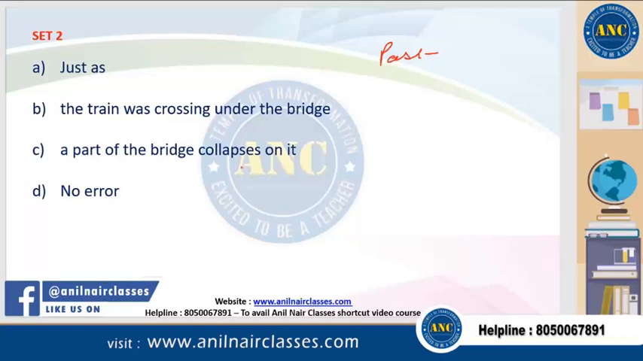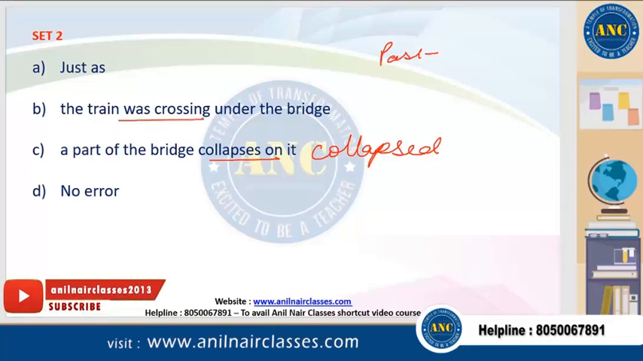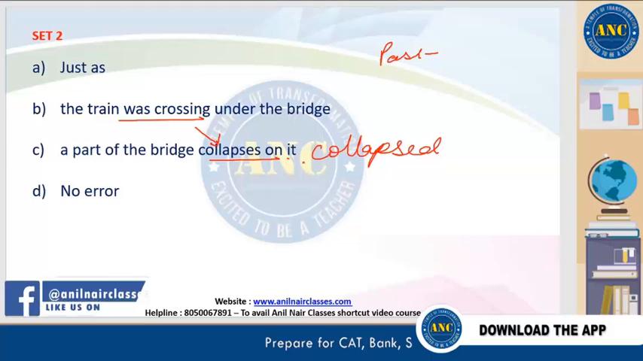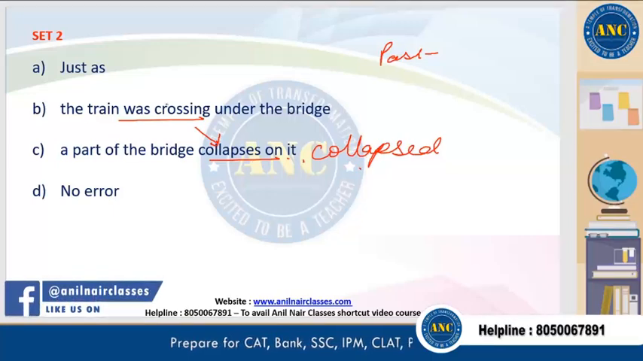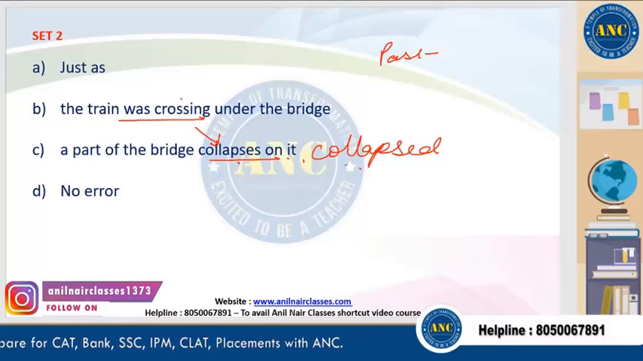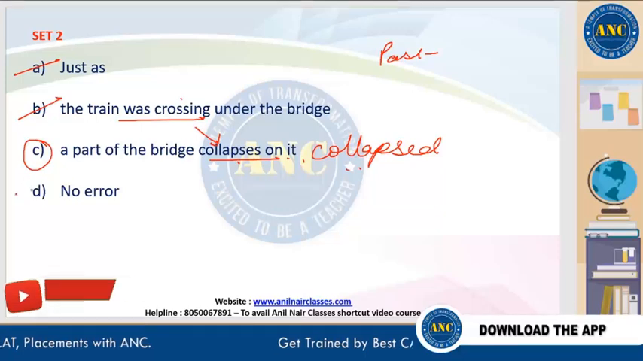So what should be the simple past? It should be collapsed on it, right? So this activity happened in the past. This is something which was happening. The part of the bridge collapsed on it. So at that time, this was going on. So this is in the present continuous. This happened in the past, so it collapsed. So C is the right answer. Get rid of A, B and D.